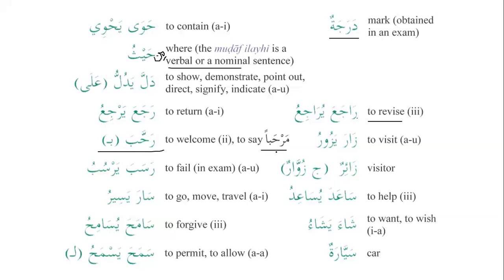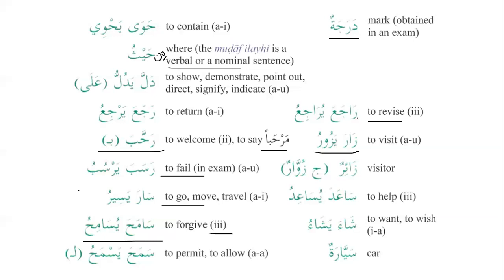We use marhaban. Zara yazuru, to visit, ziyaratan. And then we have rasaba yarsubu, to fail in the exam. Zairun, zuwarun, visitor. Sara yasiru, sayran, to go, to move, to travel. Samaha yusamihu, again this is verb form number 3. What will be the original form, verb form number 1? Samiha yasmahu, tasmahani bid-dukhul bil-khuruj. We have discussed it many times. So when we put it into verb form number 3, then it means to forgive.